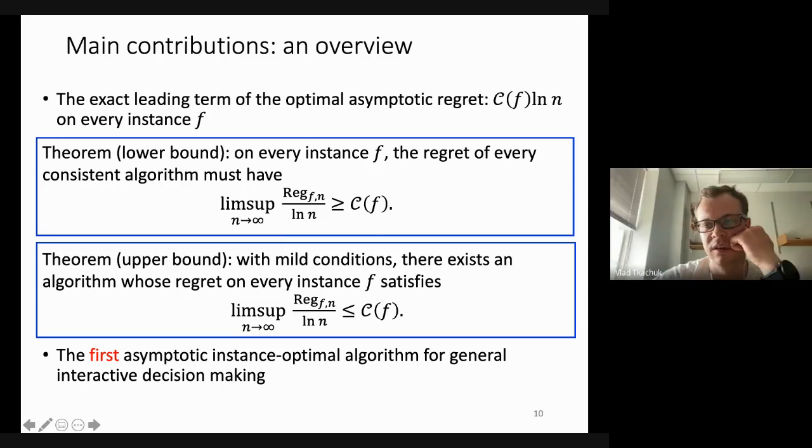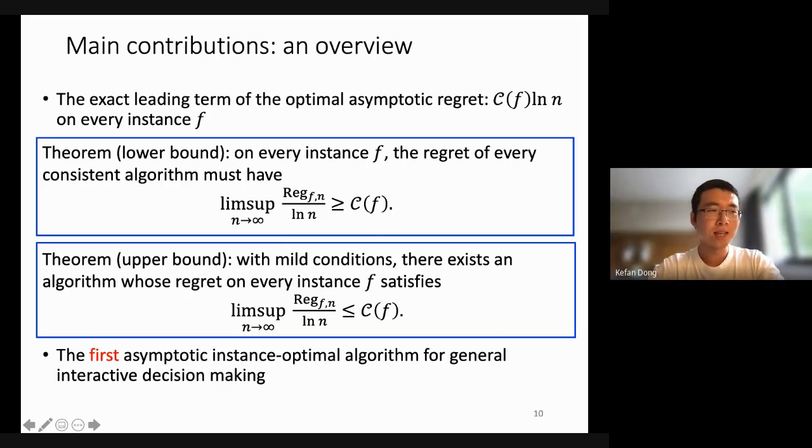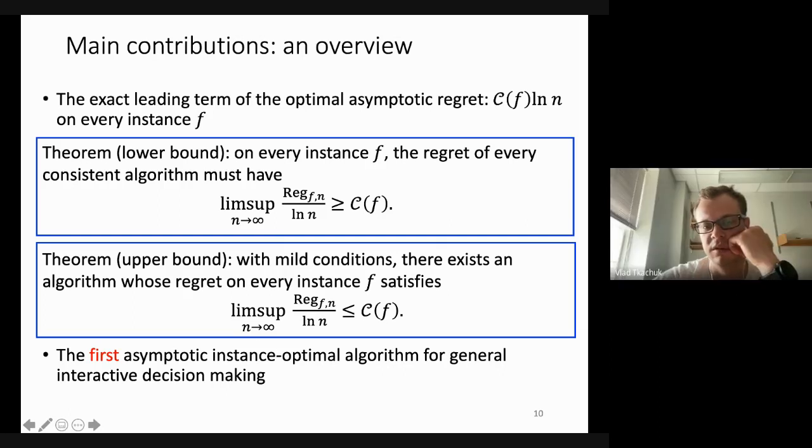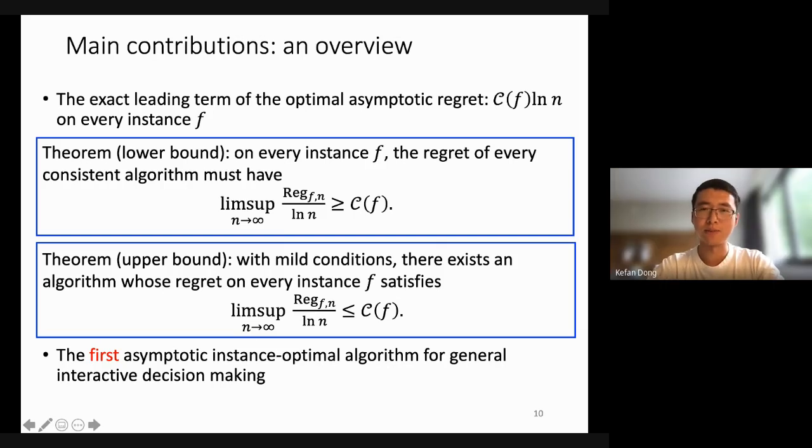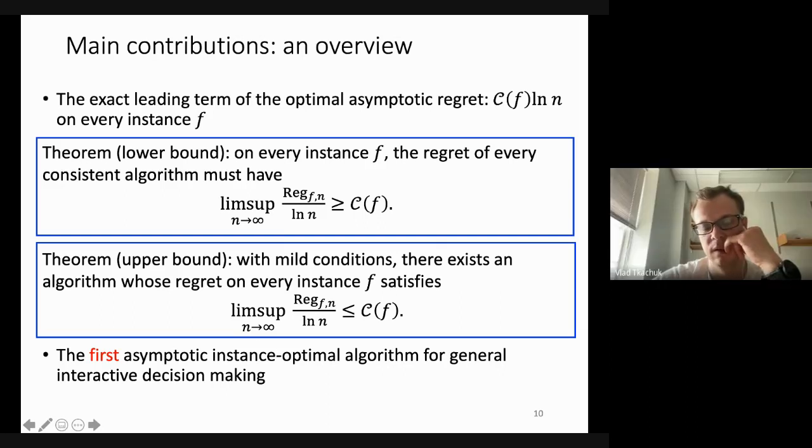Yeah. Oh, yeah. So I think his work is more focusing on the low order term, to improve the low order terms. But the asymptotic part, like the leading term of the regret, should be the same. Okay, so his constant here would be the same. The C of F, yes. The C of F should be the same. Yeah. I'll touch on that later in this talk.